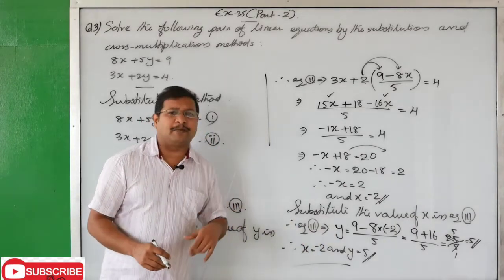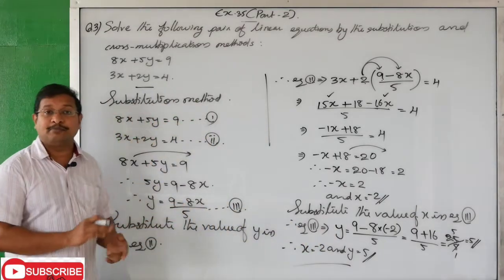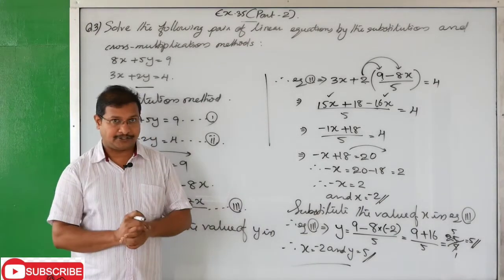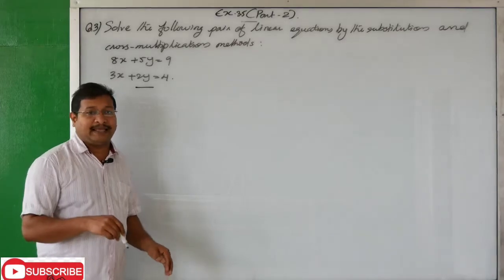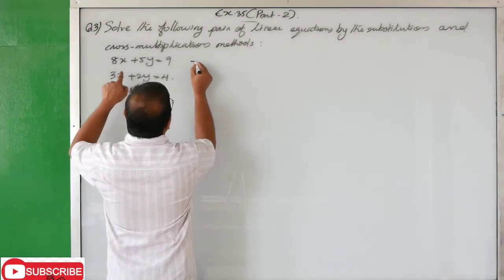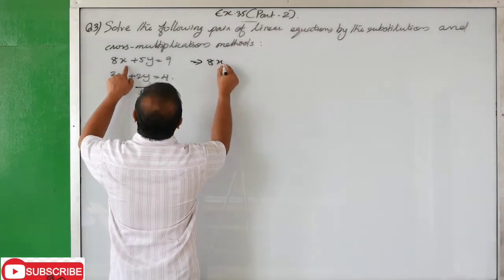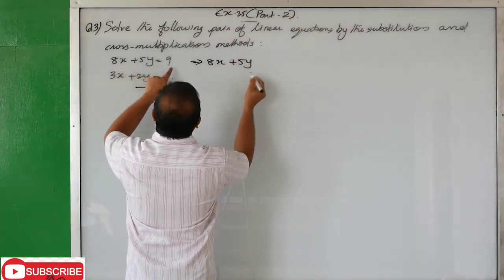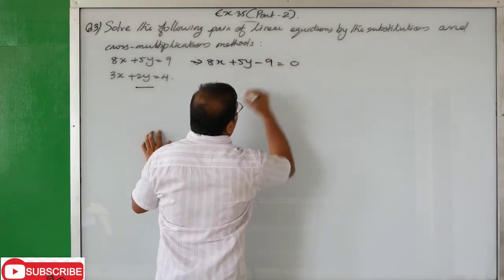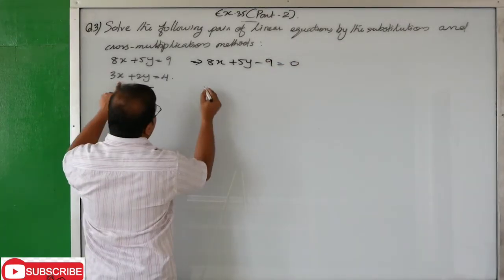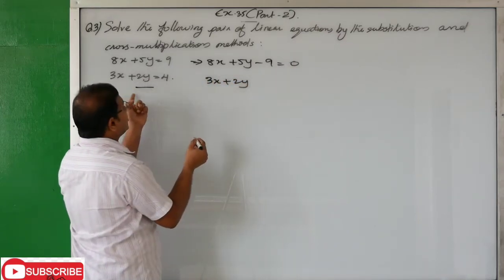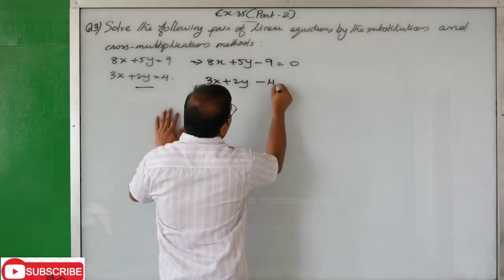But which method did we apply? Substitution method, isn't it? Now what we'll do? We'll follow the cross multiplication method. Ready? For cross multiplication, we have to rearrange the equation one more time. That means what we'll do? This implies 8x plus 5y, 9 goes to the other side, minus 9 equal to 0. Ready? Second equation, 3x plus 2y, 4 comes to the other side, minus 4 equal to 0.